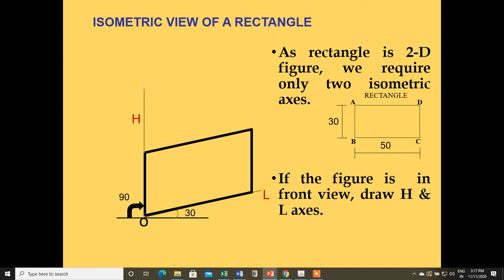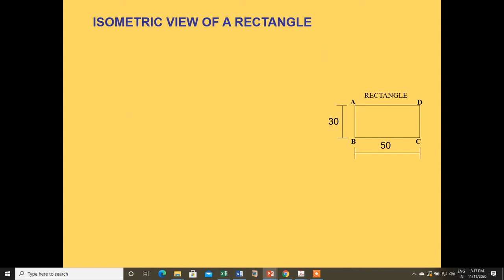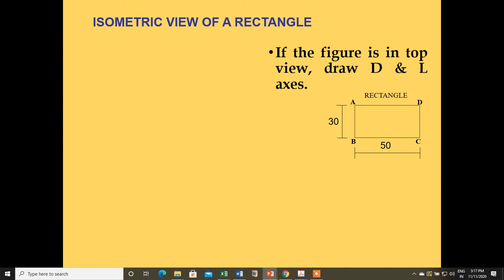As we see, a rectangle in orthographic view gets converted into a parallelogram in isometric view. Now let us see if the rectangle is to be drawn in top view. Then in top view, which two axes will be visible? A length axis and a depth axis.